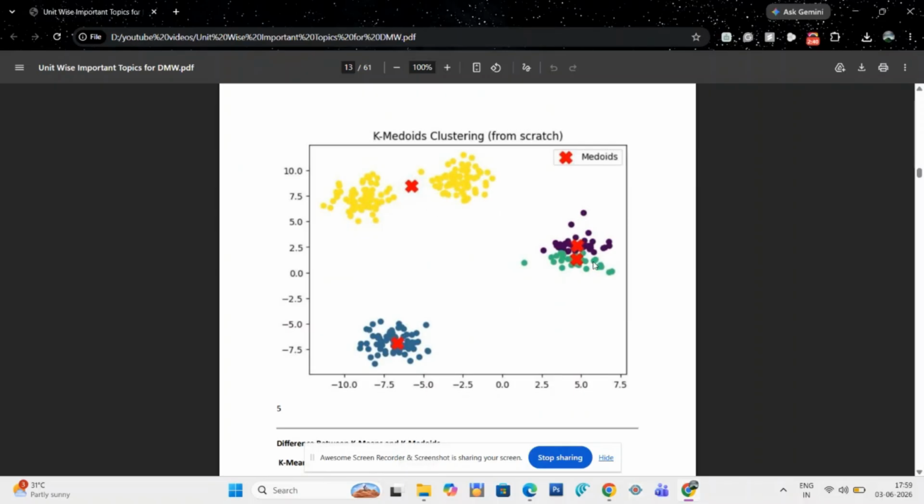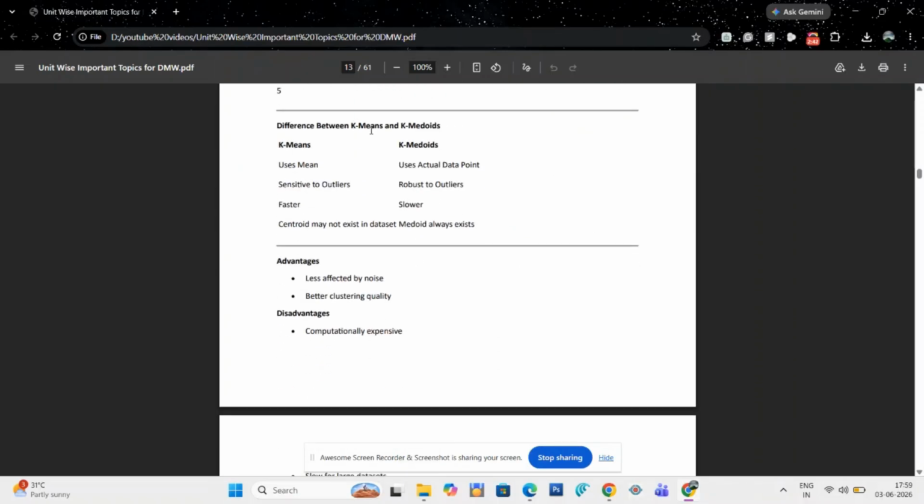Okay, sorry, medoids. The difference between K-means and K-medoids is: K-means uses the mean, K-medoids uses an actual data point. K-means is sensitive to outliers, K-medoids is robust to outliers. K-means is faster, K-medoids is slower, and a centroid may not exist in the data set, a medoid always exists.